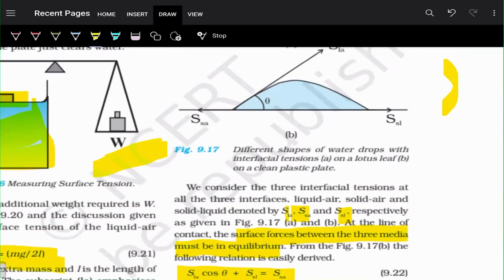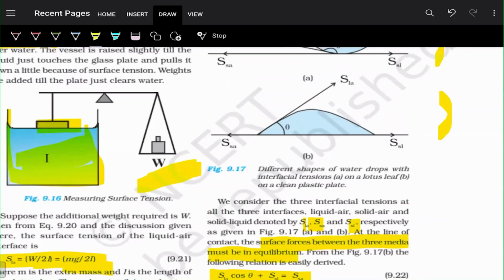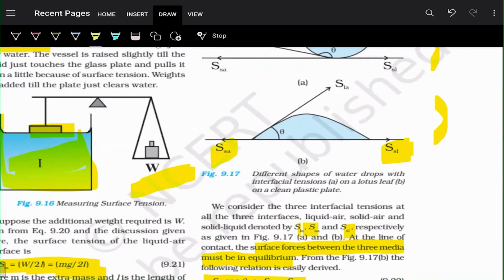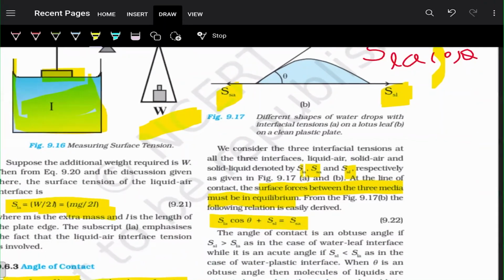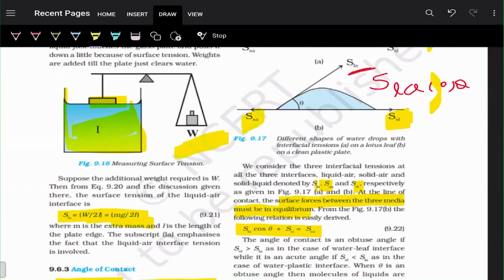SSL, അല്ലേ? ഇത് SSA. നോക്ക്, ഇനി ഇതിന്റെ കോമ്പണന്റ് എടുക്കുക. എന്തിന്റെ കോമ്പണന്റ്? SLAയുടെ കോസ് തീറ്റ കോമ്പണന്റ്. അതും SSLും ഒരേ ഡയറക്ഷൻ അല്ലേ? പിന്നെ SSAയോ ഓപ്പോസിറ്റ് ഡയറക്ഷൻ. അപ്പൊ നമുക്ക് ഇക്വിലിബ്രിയത്തിൽ എന്ത് പറയാൻ പറ്റും? SLA cos theta plus SSL is equal to SSA.